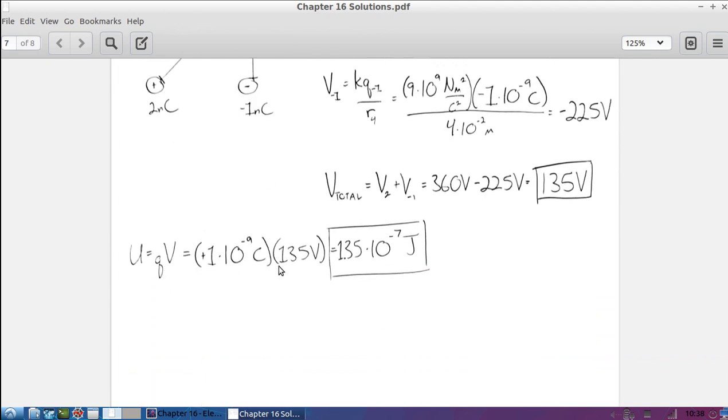So that's what I'm doing here. I already have the net potential at that location, multiply it by the charge.